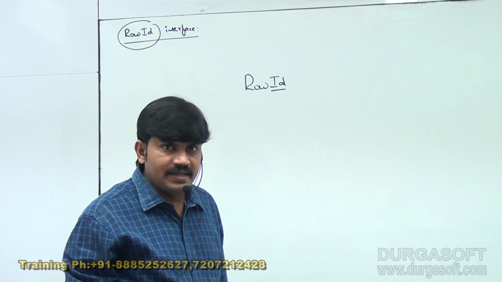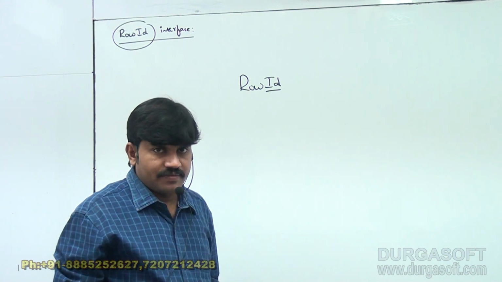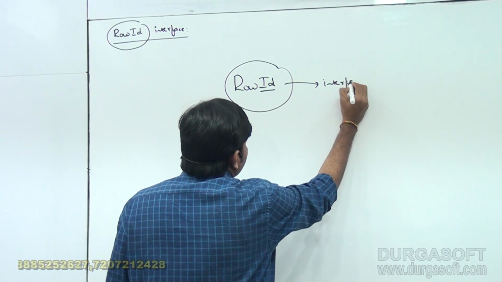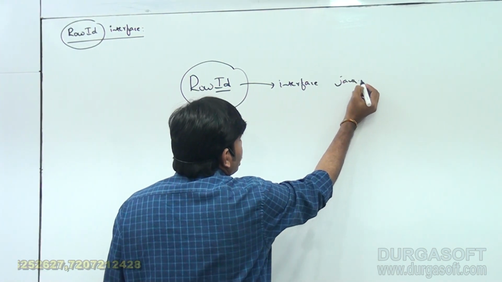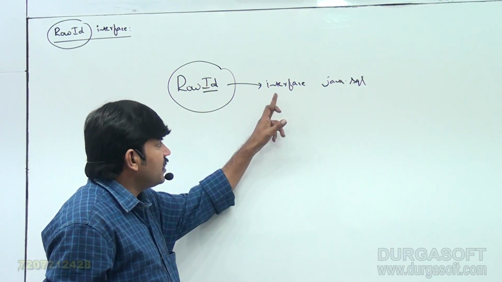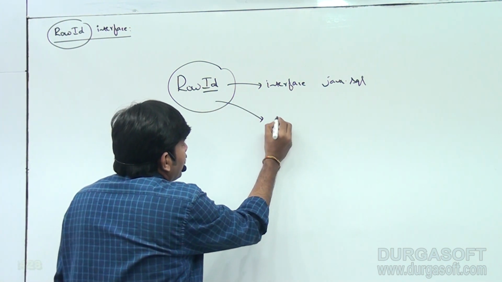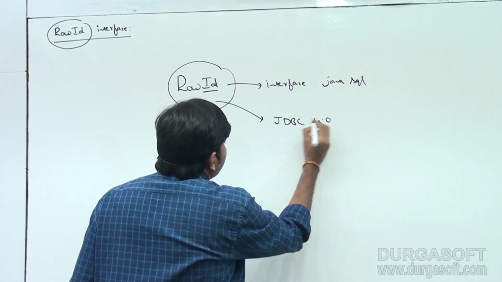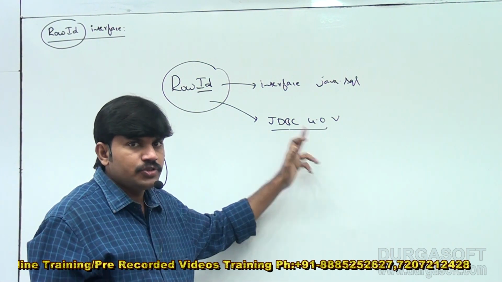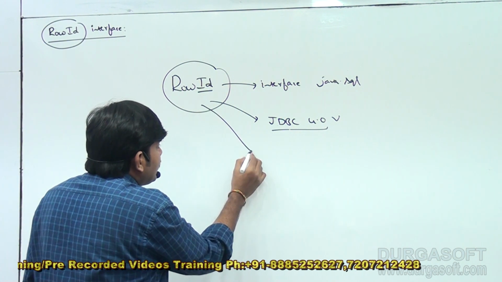What is row ID? Something like student ID. So row identifier. It is an interface present in the java.sql package. Remember this one: RowID is an interface present in the java.sql package. This RowID interface was introduced in JDBC 4.0 version. It is the new concept which came in JDBC 4.0 version, right?